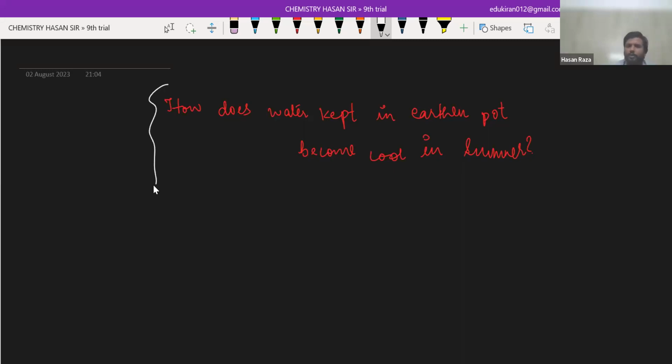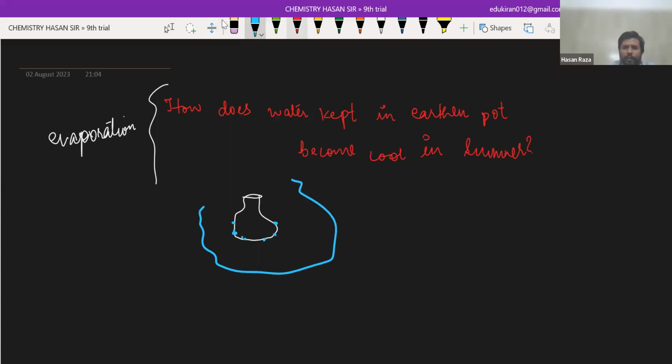So this question can also be answered in terms of evaporation. Basically, what happens when you have an earthen pot? Just take this example. There are small pores. Due to latent heat, through the small pores the water will be evaporated, and when evaporation takes place, it absorbs energy from the surroundings and makes it cool.